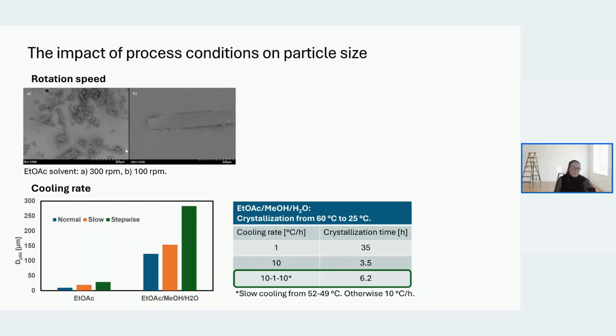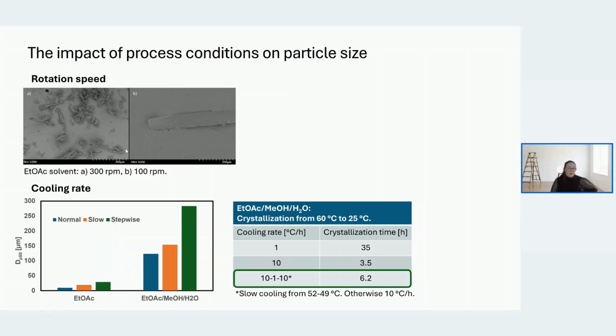Just really shortly about cooling rate. There, basically with the ethyl acetate solvent system and these ternary solvent systems, we compared 3 different cooling rates: normal, slow, and stepwise. Normal cooling is now 10 centigrade per hour, which is quite normal when using cooling at industrial scale.